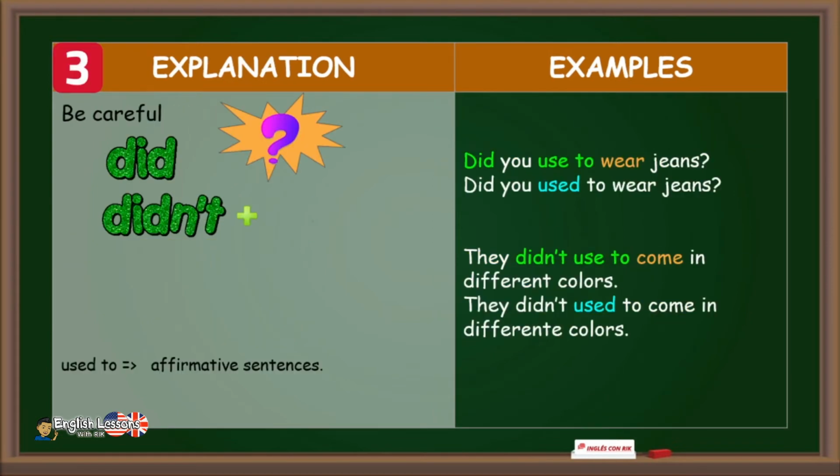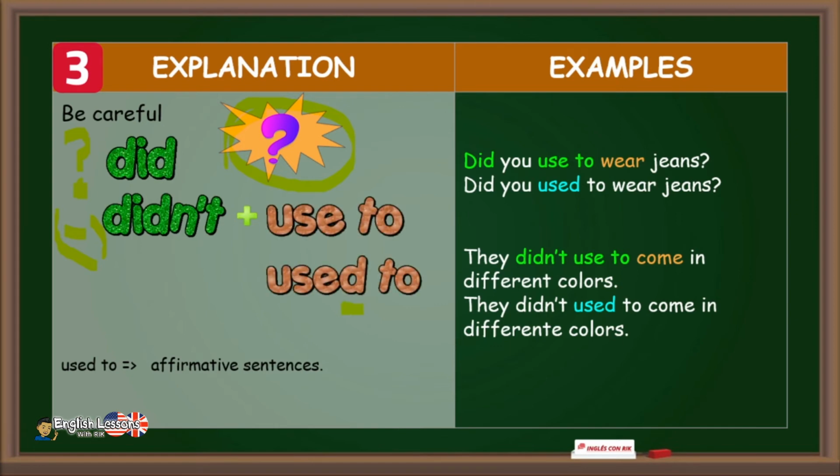Number 3. Be careful. Form questions with did plus use to. Form the negative with didn't plus use to. Because used to with D is more common in affirmative statements than in negative statements or questions. For example, did you use to wear jeans? They didn't use to come in different colors. Notice that we have the same pronunciation, but you don't have to write the D in question sentences nor in negative sentences.